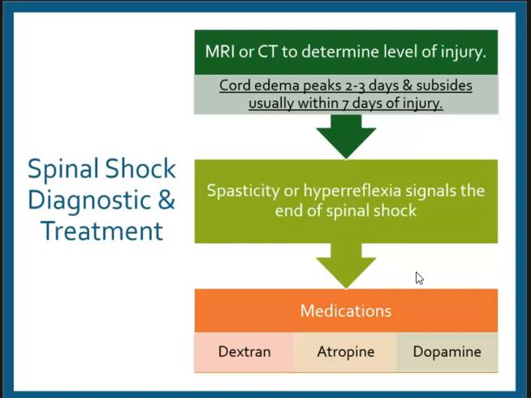Medications: dextran, atropine, dopamine. Why are we giving that? Think about what they do. They speed up the heart rate. They help with perfusion.